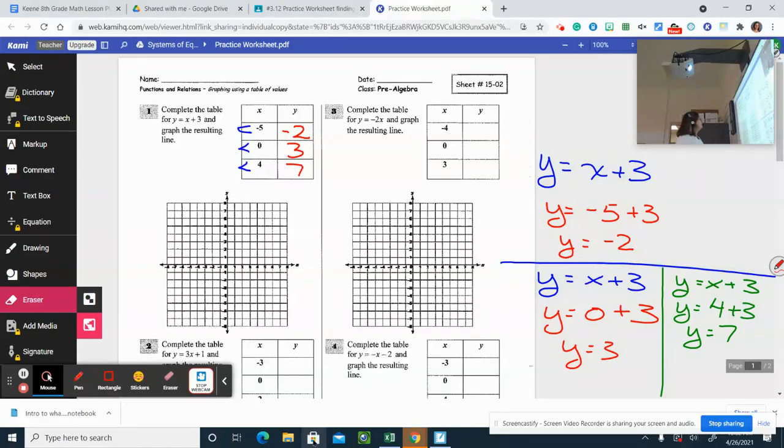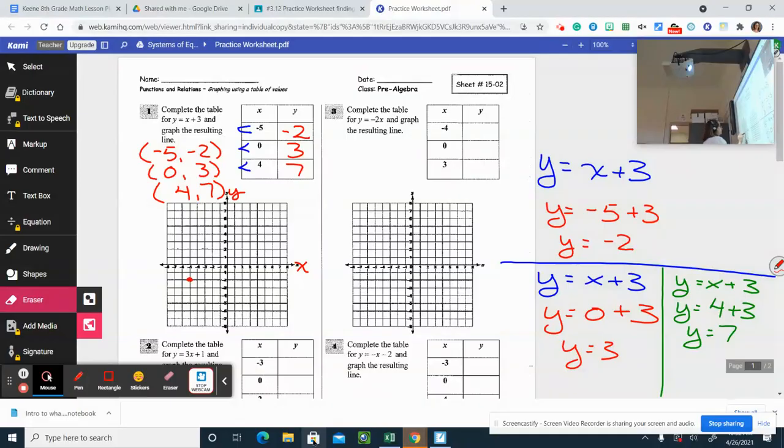So once I have the values in my table, these are coordinate points on a graph. So I'm going to plot these points on my graph. The first value is the x, the second value is the y. So -5, -2, always starting at the origin, which is in the middle. The x-axis is your horizontal, your y-axis is your vertical. You go over to -5, and then you go up or down to the second part of the coordinate pair, in this case -2. So over to -5, down to -2, make a dot.